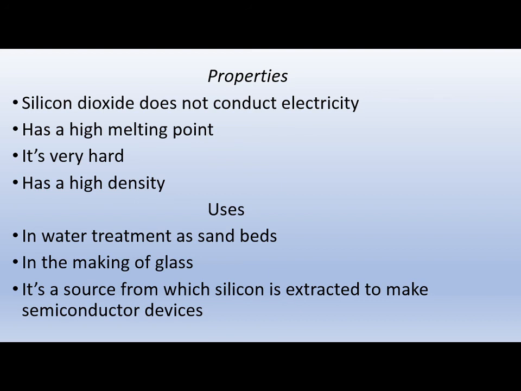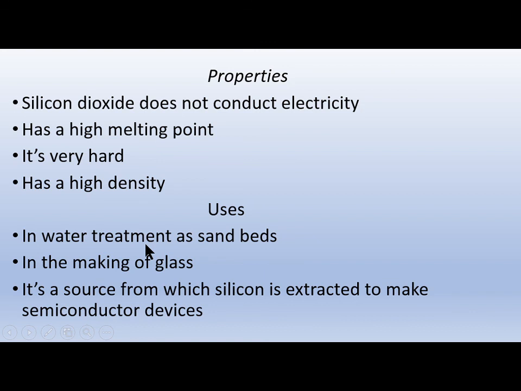Properties: silicon dioxide does not conduct electricity. It's typical of covalent compounds, apart from graphite, which has free electrons. It has a high melting point. It's very hard. It has a high density. Uses: in water treatment as sand beds, in the making of glass, and as a source from which silicon is extracted to make semiconductor devices. Sand is mainly silicon dioxide, or silicon 4 oxide. That is why here I've just said sand beds.